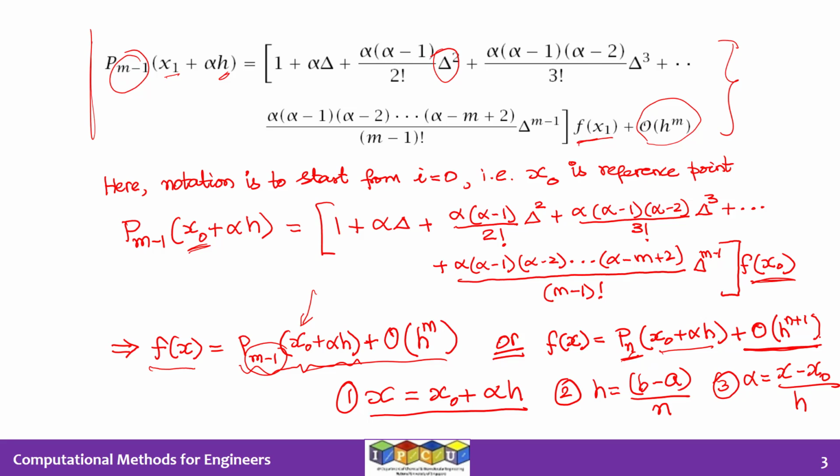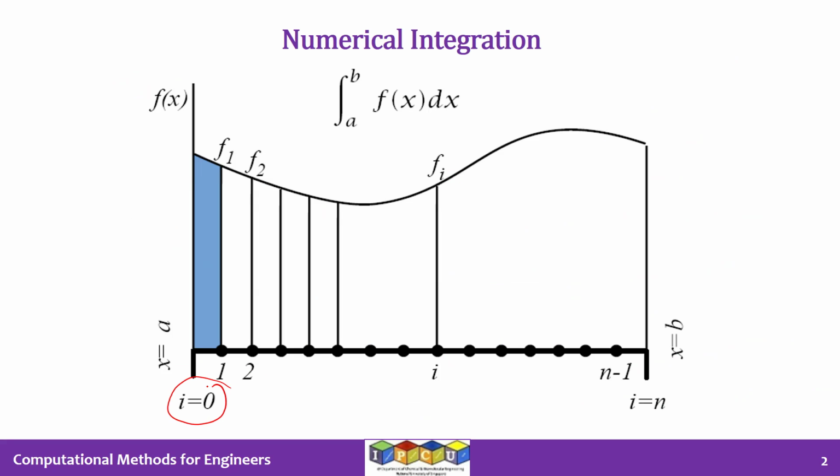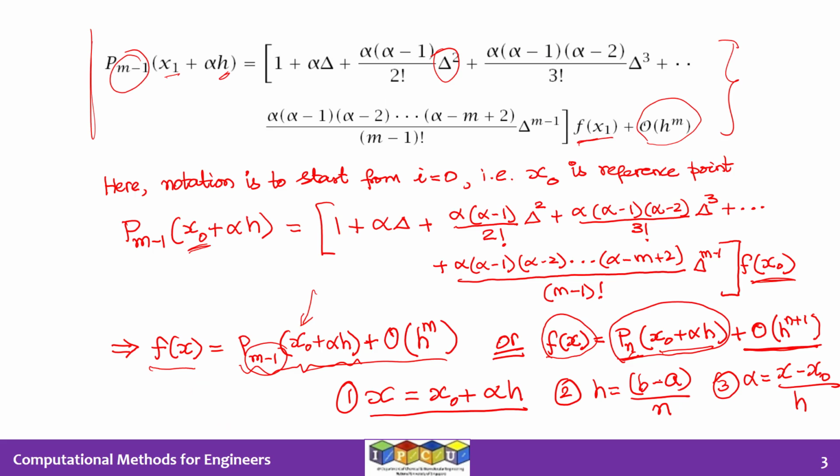What we are going to do going forward is approximate the unknown function f of x by a polynomial of order n. So this polynomial will have n plus 1 coefficients, and therefore we have to work with n plus 1 data points, which we already have here. Remember, we are starting at i equal to 0 and going till i equal to n. That means we have n plus 1 data points. So that works well for us. And the error is going to be of the order of h to the power of n plus 1. Furthermore, our starting reference point is x equal to x0. Otherwise, everything is the same.